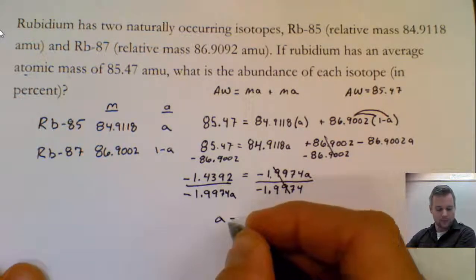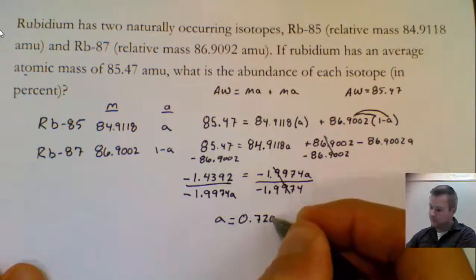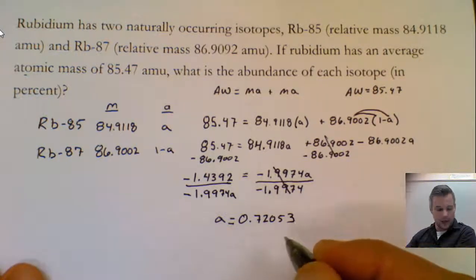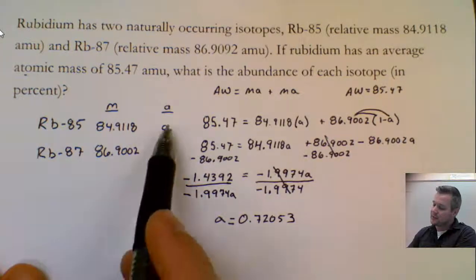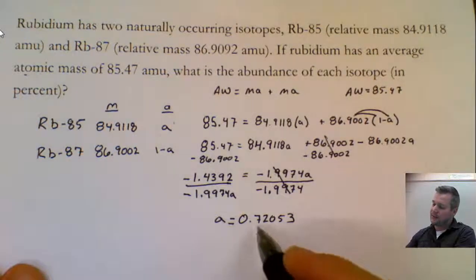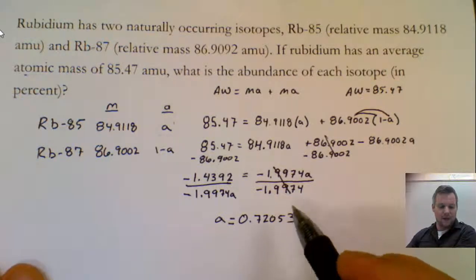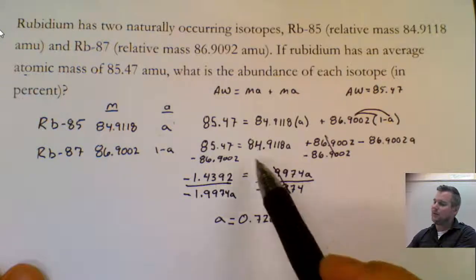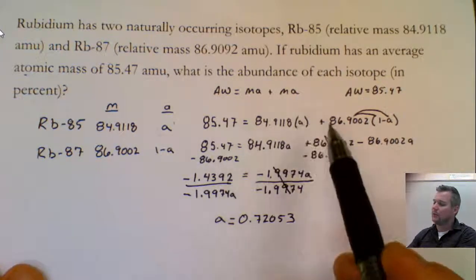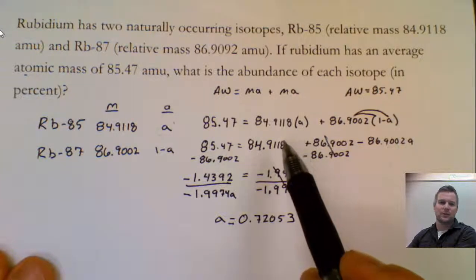A is going to be equal to 0.72053, and that is this value right here. So that's my abundance right here for rubidium 85. But this is as a decimal, so I would need to multiply it by 100. I'm just going back to some sig fig stuff. What I let you do on these ones, because we have the addition subtraction rules all happening with multiplication and division also, I just say let's use the smallest number of sig figs.